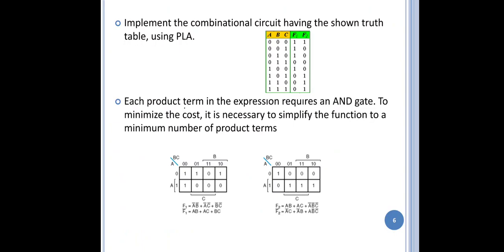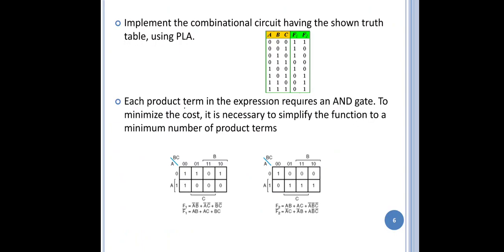Now by selecting f1 bar and f2 you can reduce the number of product terms, because these consist of common terms. That is, f1 bar equals ab plus ac plus bc, and f2 equals ab plus ac plus a bar b bar c bar. There are two common terms, ab and ac. So the total number of product terms, while we are considering f1 bar and f2, will be 4. So we can select f1 in complementary form and f2 in true form.